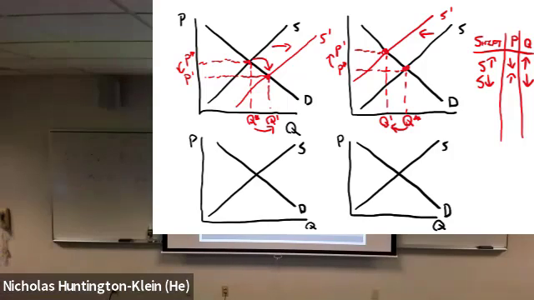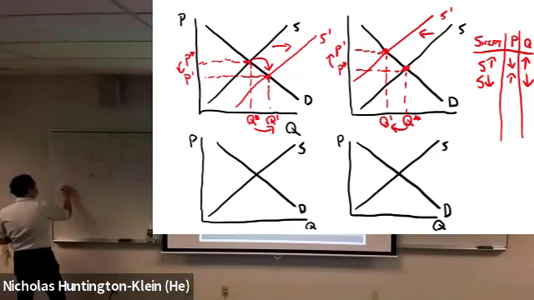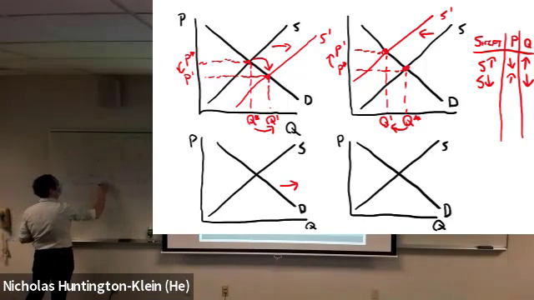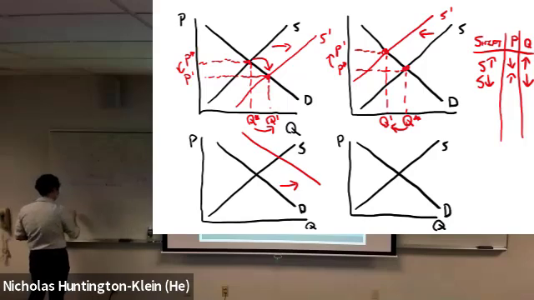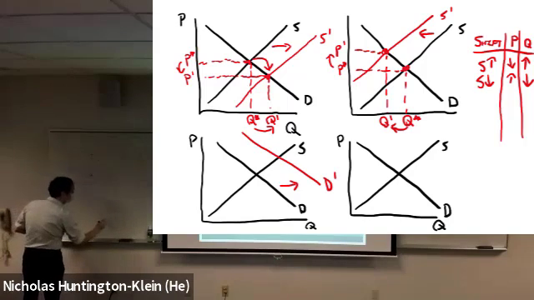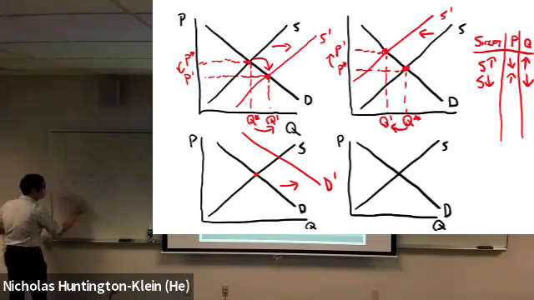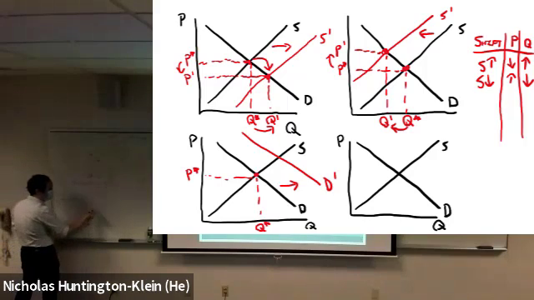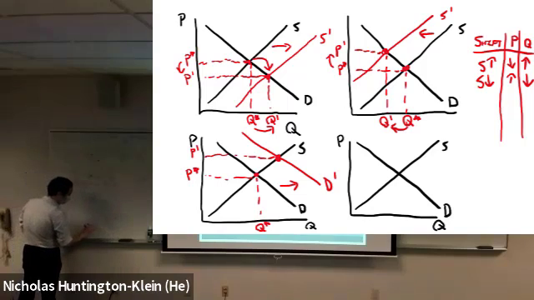All right, we're halfway through. Let's do demand. Let's do an increase in demand. We've got supply, we've got demand. Here's our old equilibrium, P star, Q star. And we're going to make a demand increase, which again is going to be a rightward shift. There's our new demand curve, D prime. And here's our new equilibrium price, P prime, and quantity, Q prime.